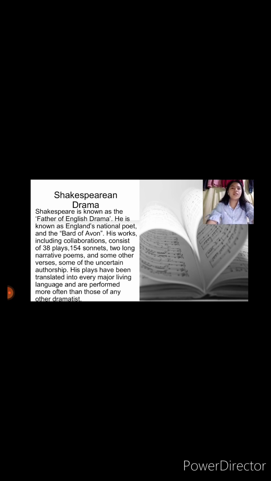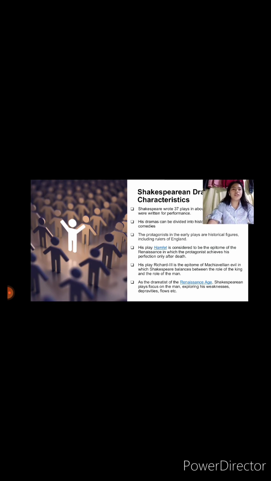So let's proceed to the Shakespearean drama characteristics. Shakespeare wrote 37 plays in about 24 years, and his plays were written for performance. And his dramas can be divided into histories, tragedies, and comedies. An example of his dramas under history is King John, Richard the Second, the Third, and Henry the Fourth, Henry the Fifth, and Henry the Eighth. And an example of his plays under tragedies is Romeo and Juliet, Hamlet, and Macbeth.